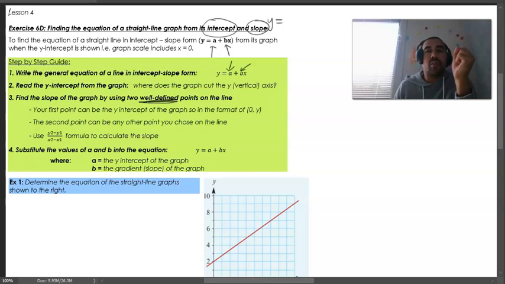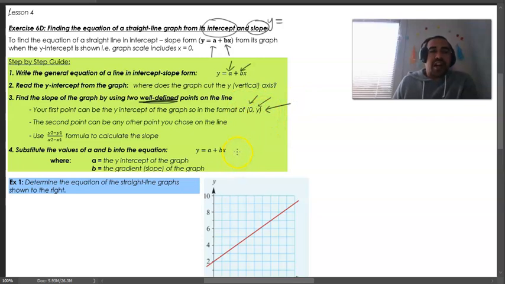Okay, we're looking for two coordinates, or two points that are on that line, and they have to be whole numbers. There's nothing stopping you from using maybe decimals or halves, like 3.5 or 9.25. It gets a little bit tricky though, so we want to make sure that these points are well defined. Your first point can be the y-intercept of the graph, so that's going to be in the format of when x is equal to 0, y is going to equal where that intercept happens.